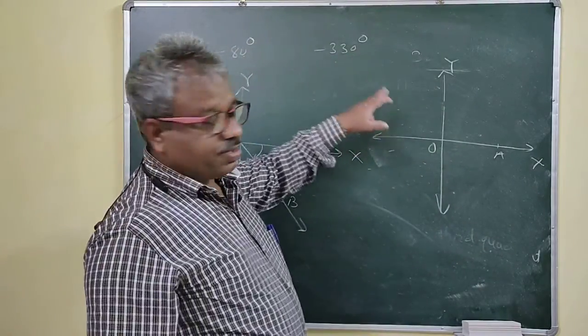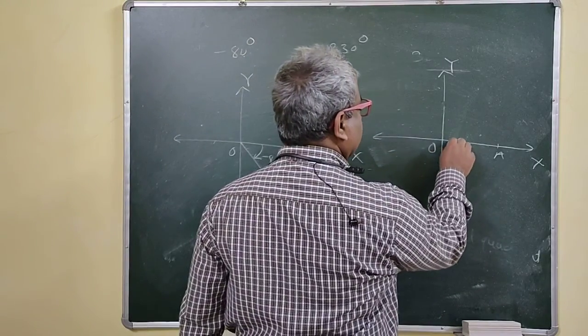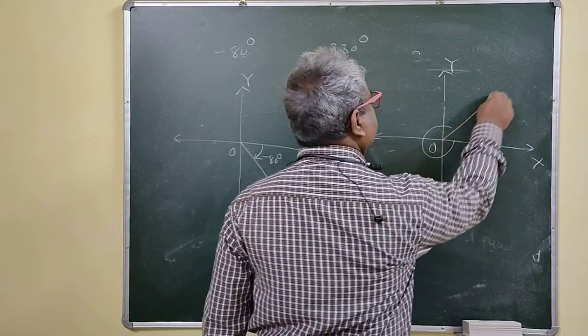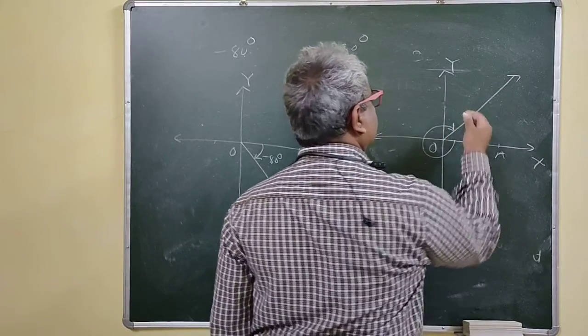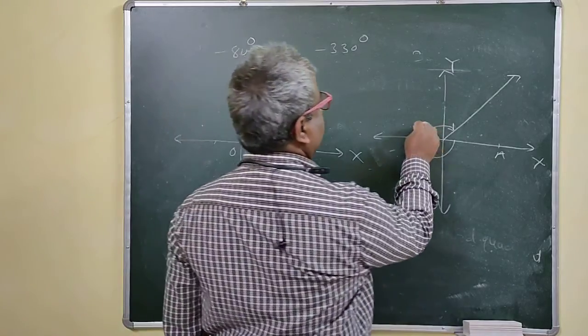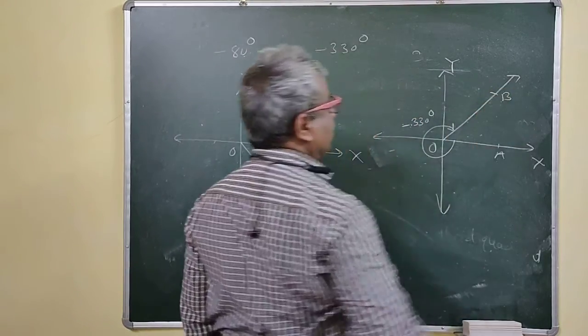Right? So 270 and 330 is greater. So that means your angle will be somewhere here. So this is the notation. Direction is very important here. And this angle is what? Minus 330. We'll call this B now.